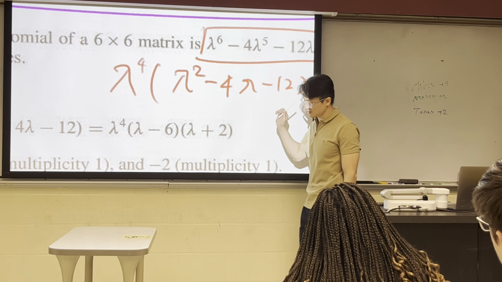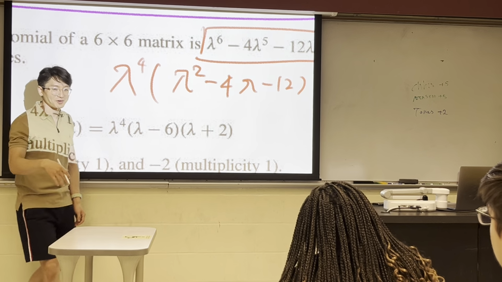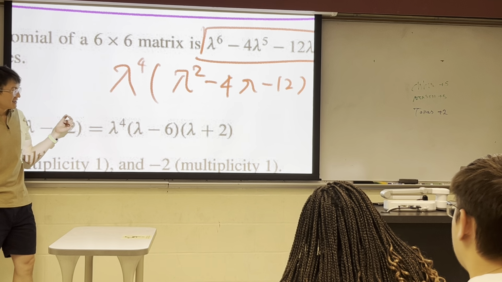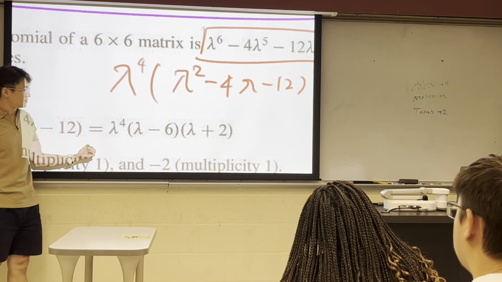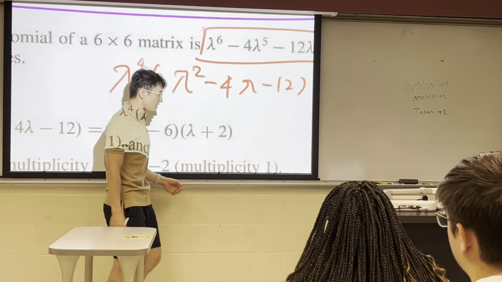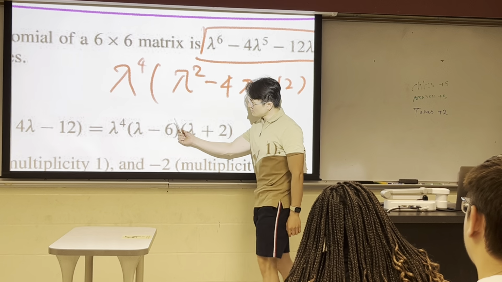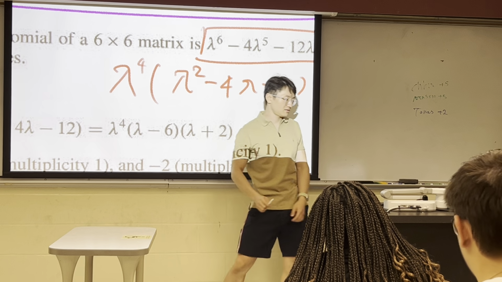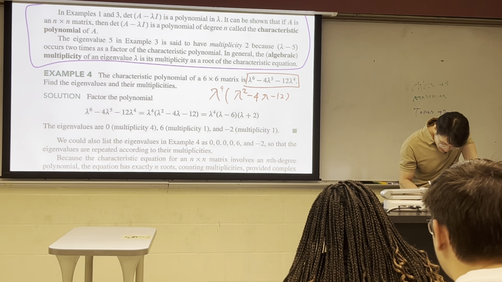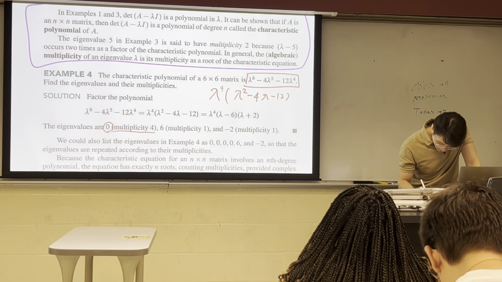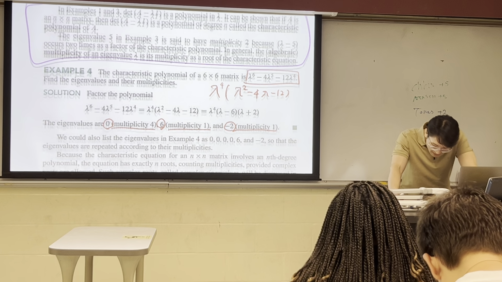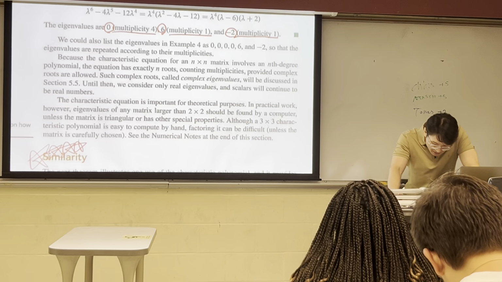I'll skip this. I trust you all can do this because you're already past calculus 3, right? So then what are the eigenvalues? 0, 6, -2, and then we have multiplicities 4, 1, 1. Okay? So read: 0 with multiplicity 4, 6 with multiplicity 1, and -2 with multiplicity 1.